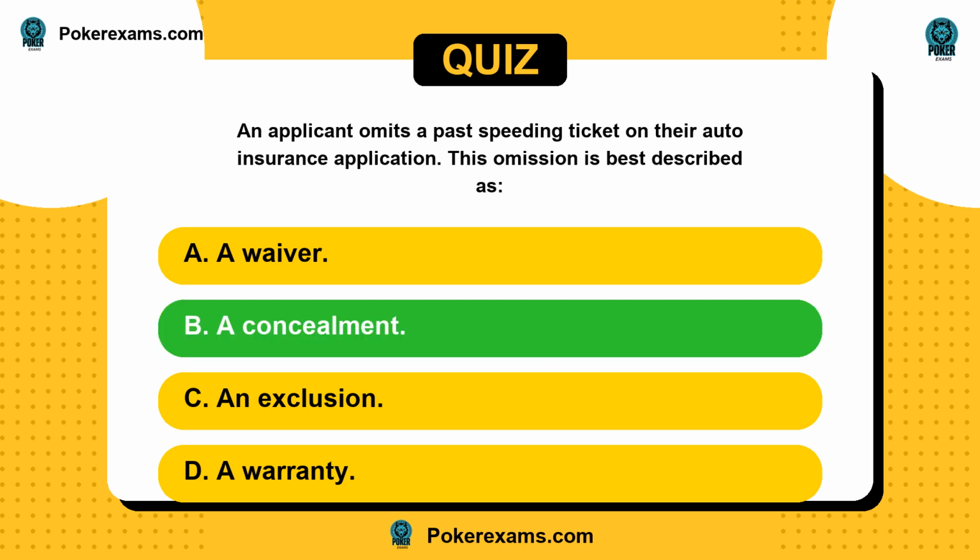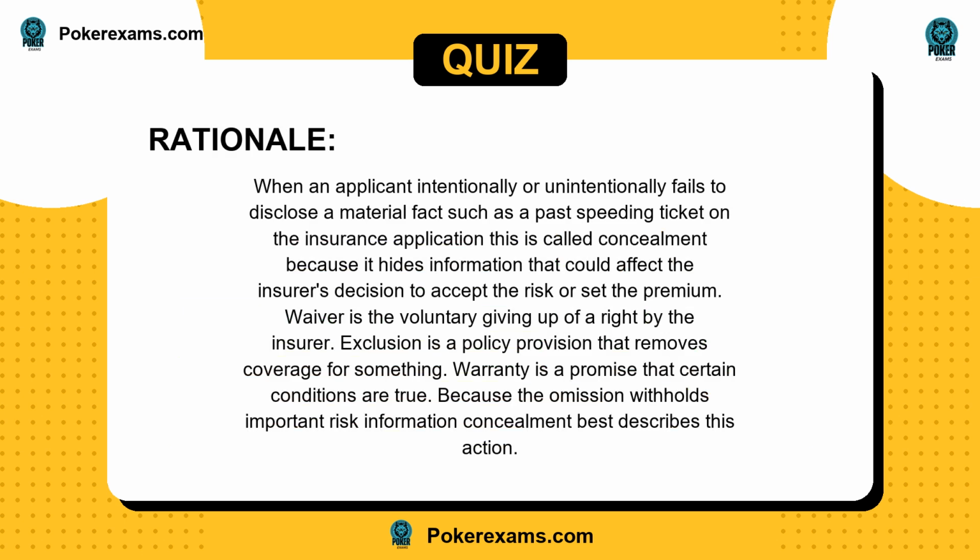The answer is B. When an applicant intentionally or unintentionally fails to disclose a material fact, such as a past speeding ticket on the insurance application, this is called concealment because it hides information that could affect the insurer's decision to accept the risk or set the premium. Waiver is the voluntary giving up of a right by the insurer. Exclusion is a policy provision that removes coverage for something. Warranty is a promise that certain conditions are true. Because the omission withholds important risk information, concealment best describes this action.